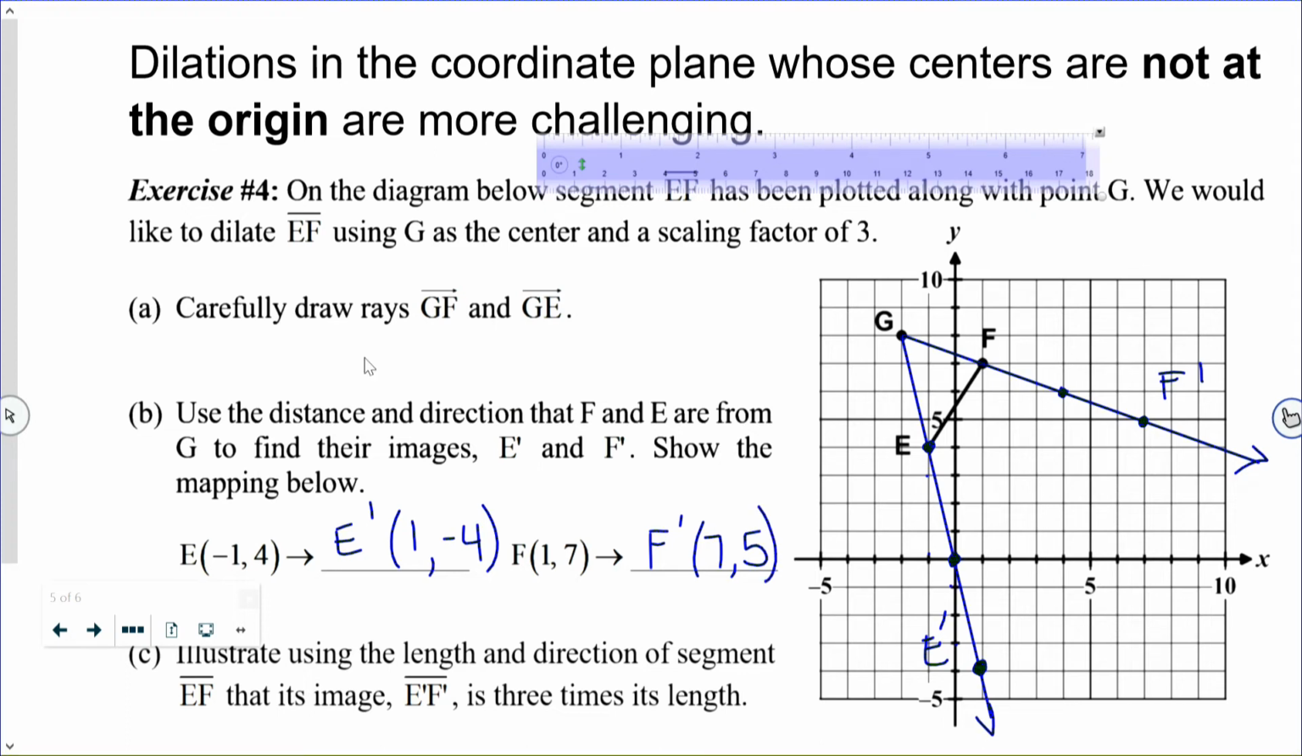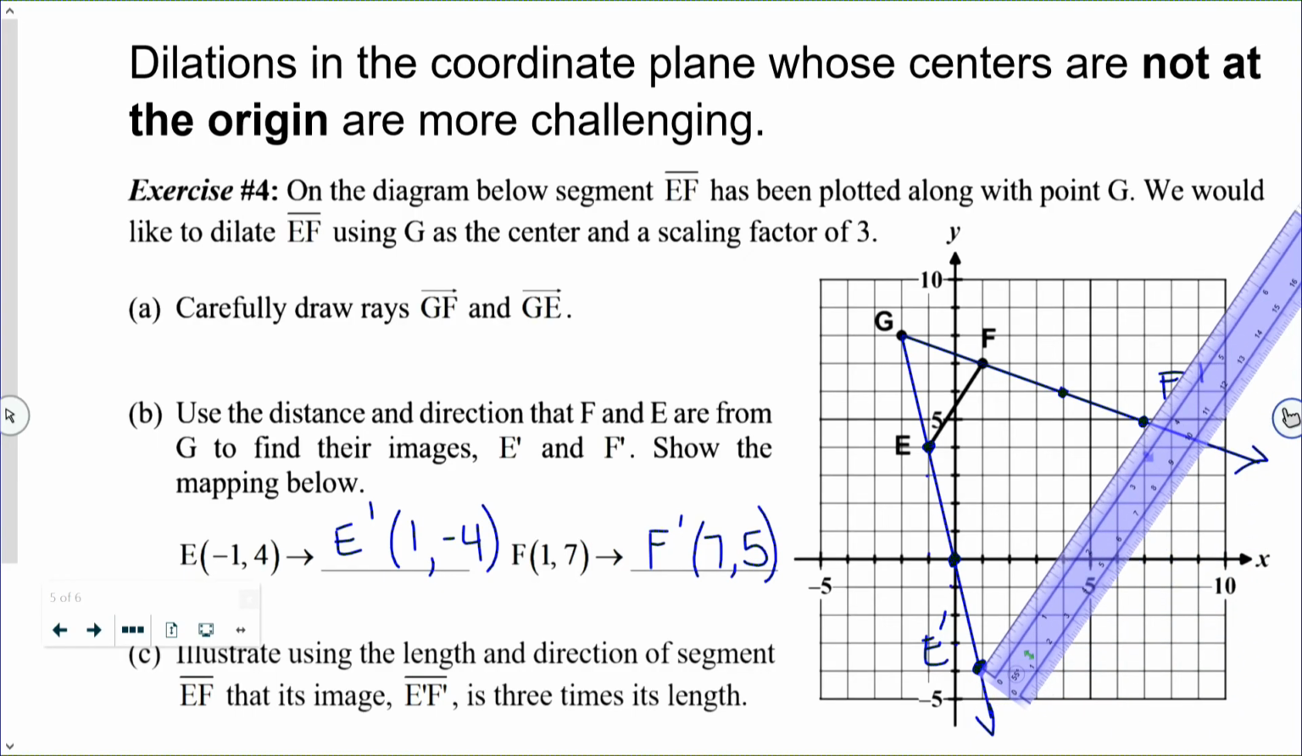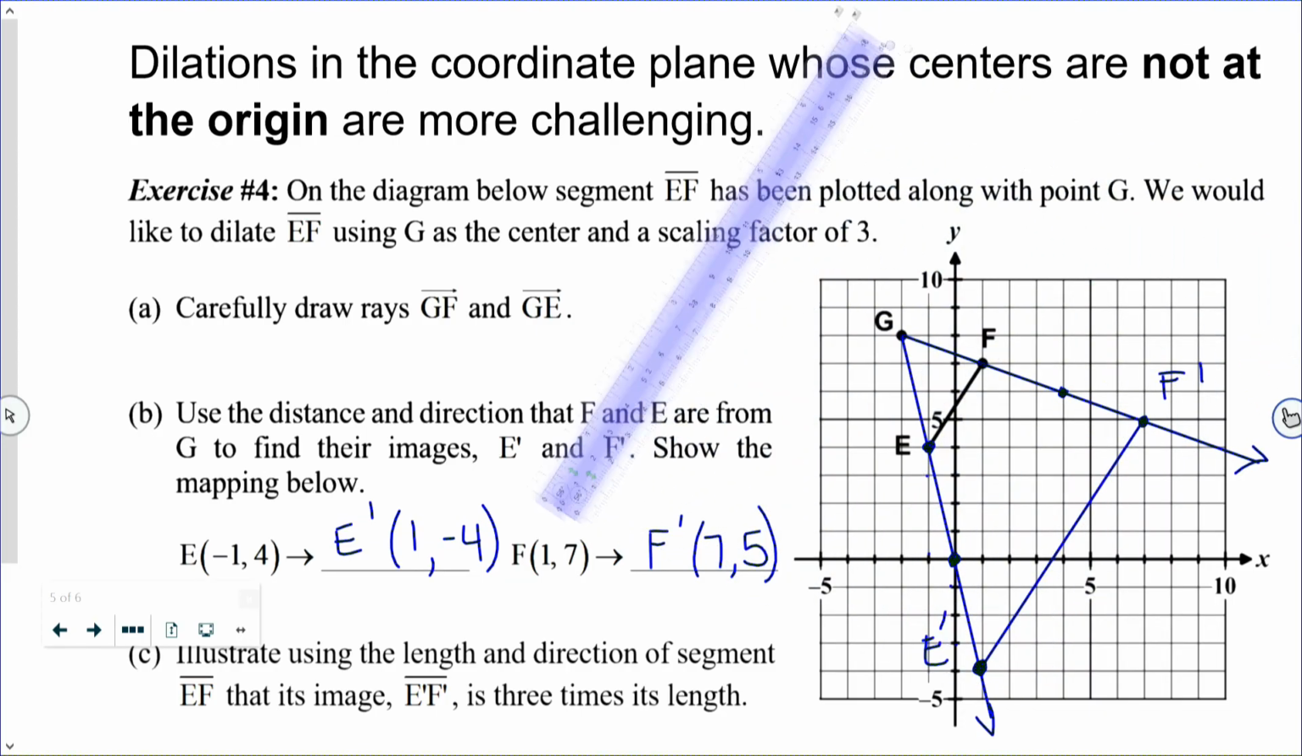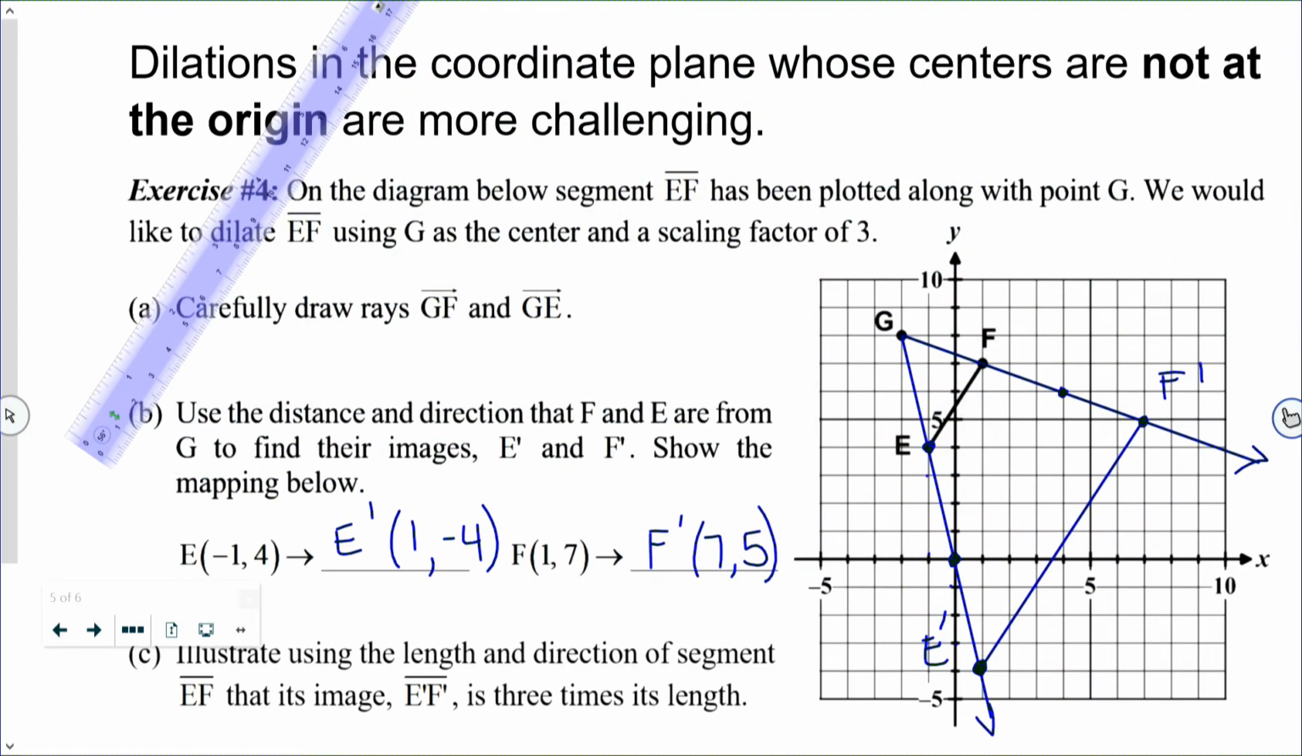All right, now I want to draw the segment in as well because I'm dilating the whole segment. It's just that if I dilate the endpoints, then that will be good enough. But I want to get the segment drawn in there. And there's my segment, E prime, F prime.